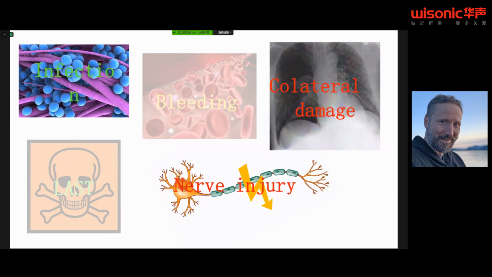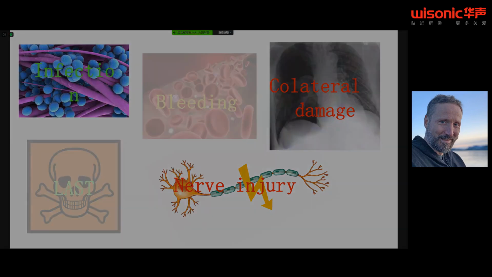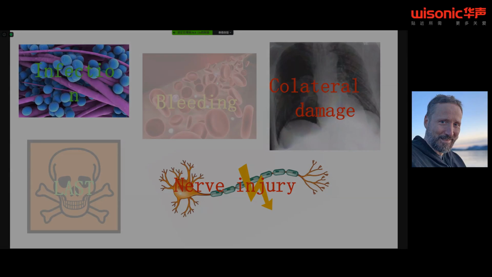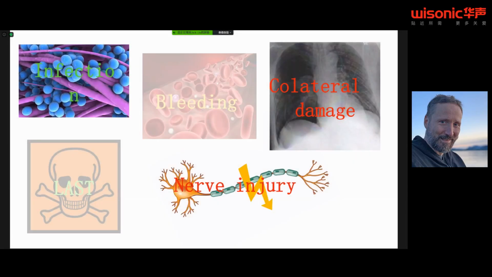And as I said before, even though we use ultrasound, everything seems simple and we try to have control of our needle. We can see the injectate and we can see the target structures. We still see those complications. And some of them, nerve injuries, have not decreased after we started to use ultrasound as a gold standard for regional anesthesia.